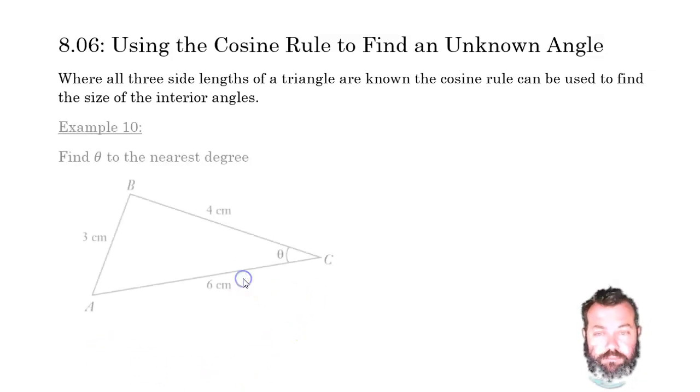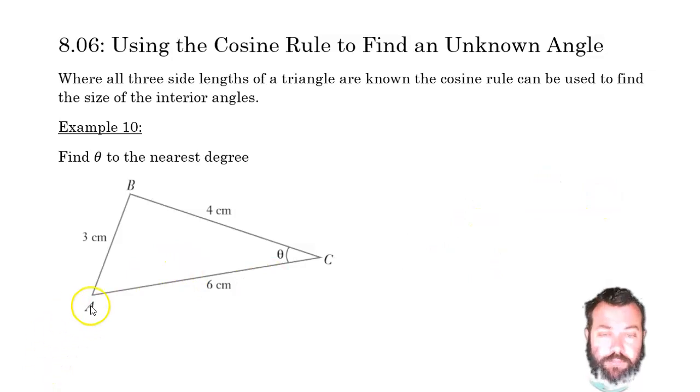Now, here is an example. I have a triangle, ABC. I have the lengths of all three sides, 3, 4, and 6. And there is an angle here, labelled with an uppercase C, that is opposite the 3 centimetres, that is adjacent to the 4 and 6. And we want to find the size of that angle to the nearest degree.